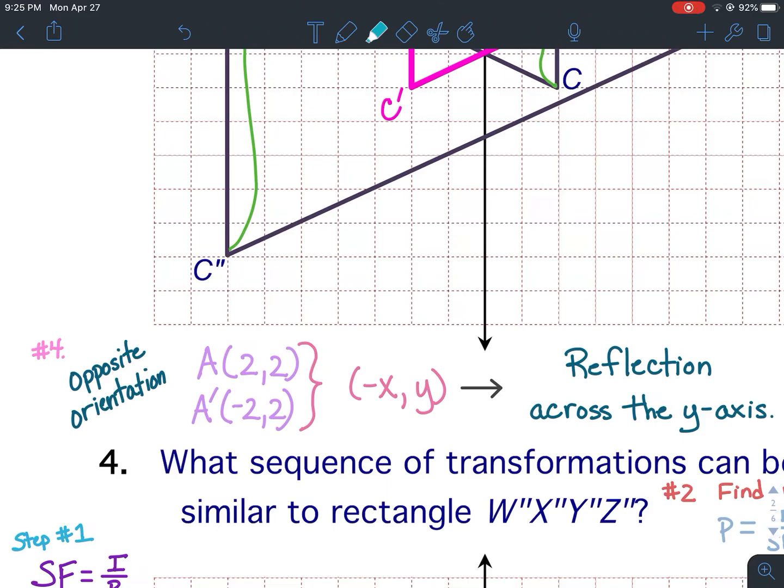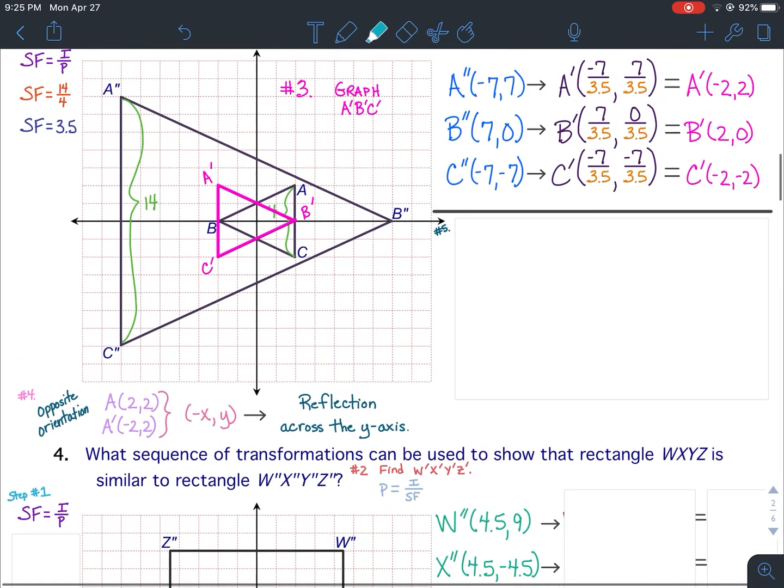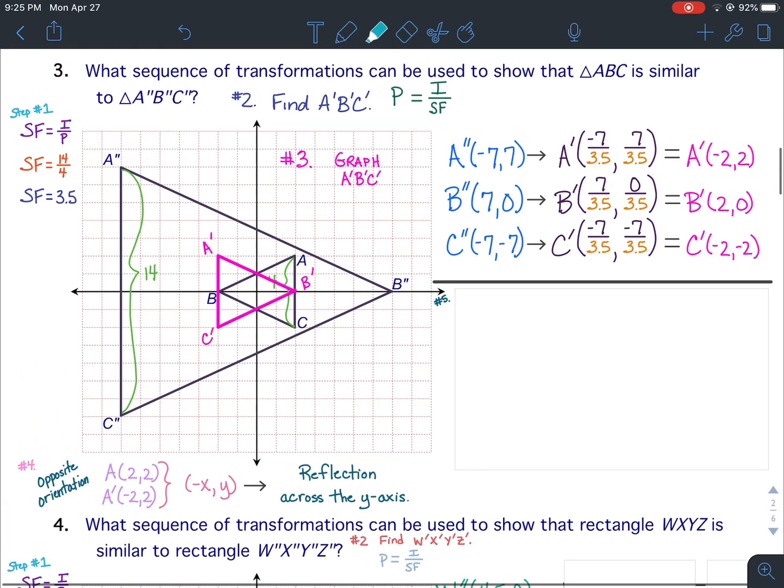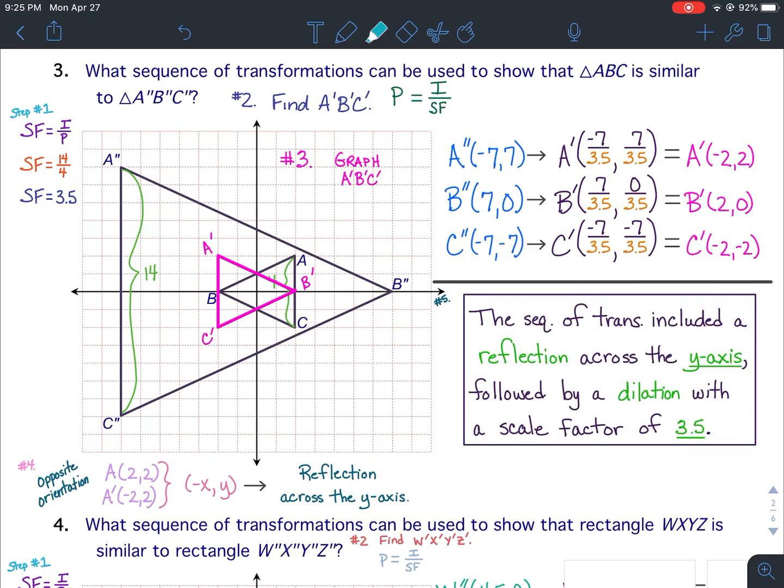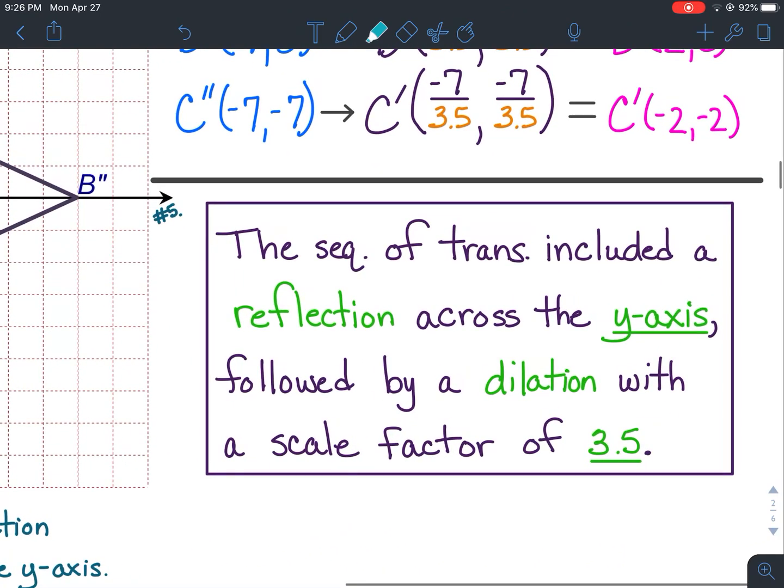All right, step 5, my final answer. The sequence of transformations included a reflection across the y-axis, followed by a dilation with the scale factor of 3.5. Pause your video, get all of step 5 written down.